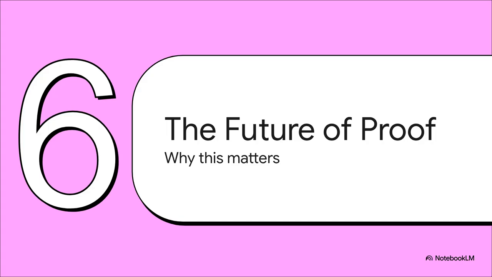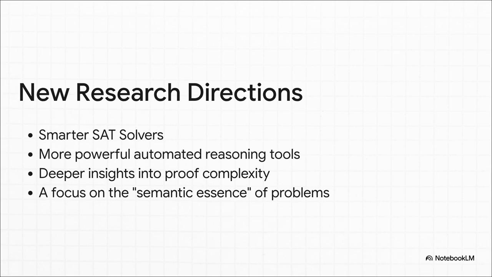Okay, last section, the future of proof. So we have this elegant, universal theory that says every proof has a single predictable endpoint. Why does this matter? What does this change? Well, a whole lot, actually. By getting us to focus on the core meaning of a problem, the semantic essence, instead of just the quirky rules of one system, it opens up all kinds of new research directions. We're talking smarter SAT solvers, way more powerful tools for automated reasoning, and maybe, just maybe, a real understanding of what makes some problems so incredibly hard to solve.